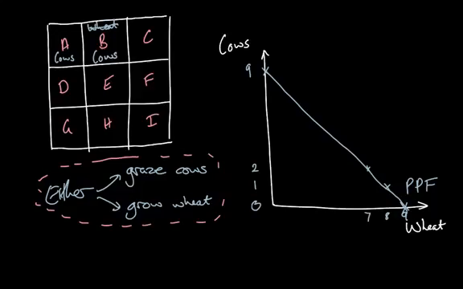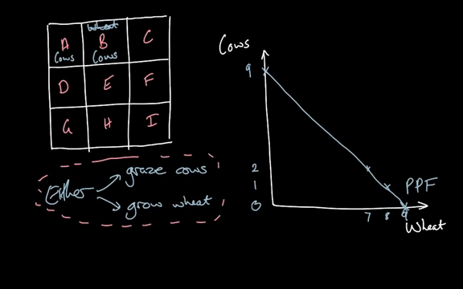So that line represents all of the maximum output combinations that he could generate. So we've got 9 units of wheat, 0 units of cows, 8 units of wheat, 1 unit of cow, 7 units of wheat, 2 units of cows. We would also have other points for 3 cows and 6 wheat, 4 cows, 5 wheat, 5 cows, 4 wheat, and so on, all the way up the line until we reach this point here, where there are 9 units of cow production and 0 of wheat. So that is his PPF.